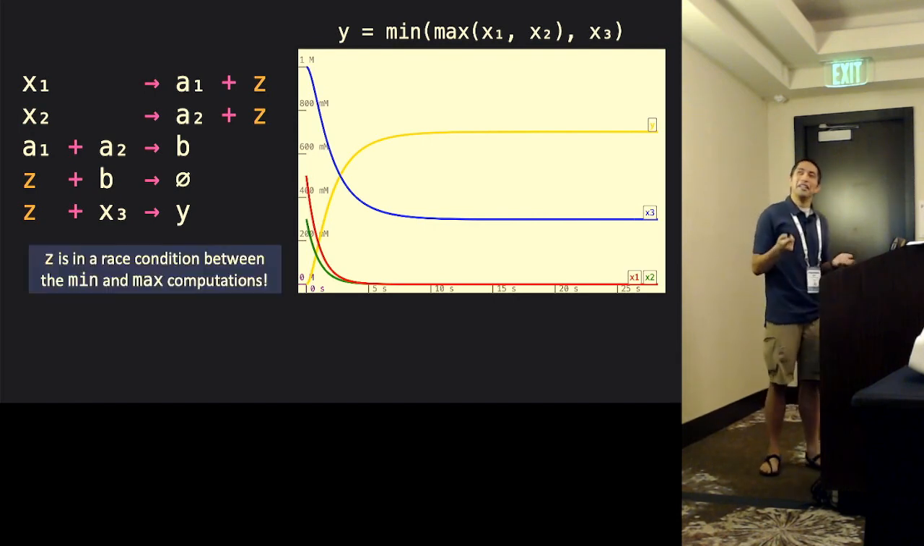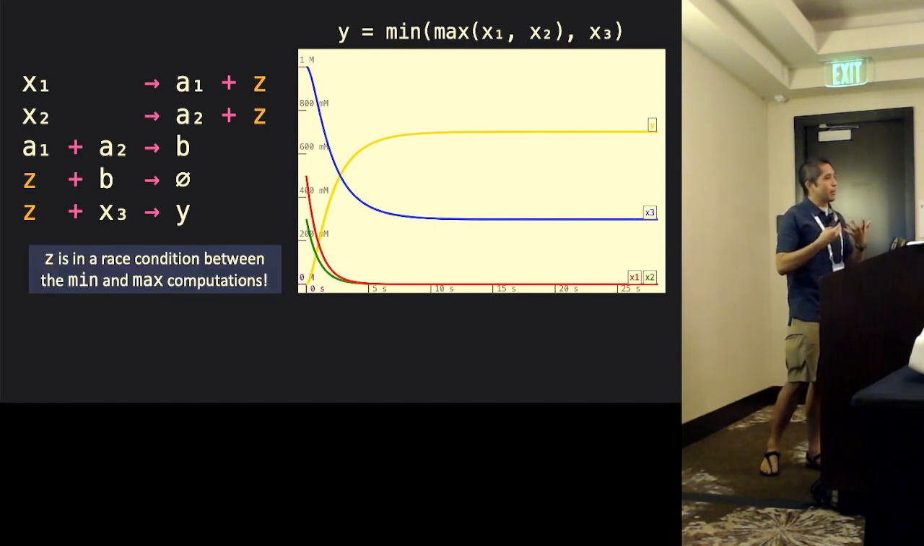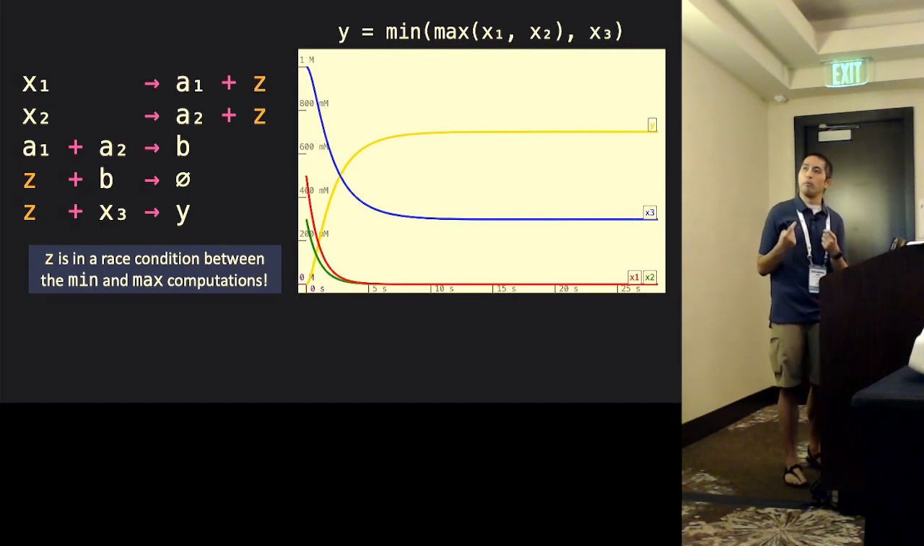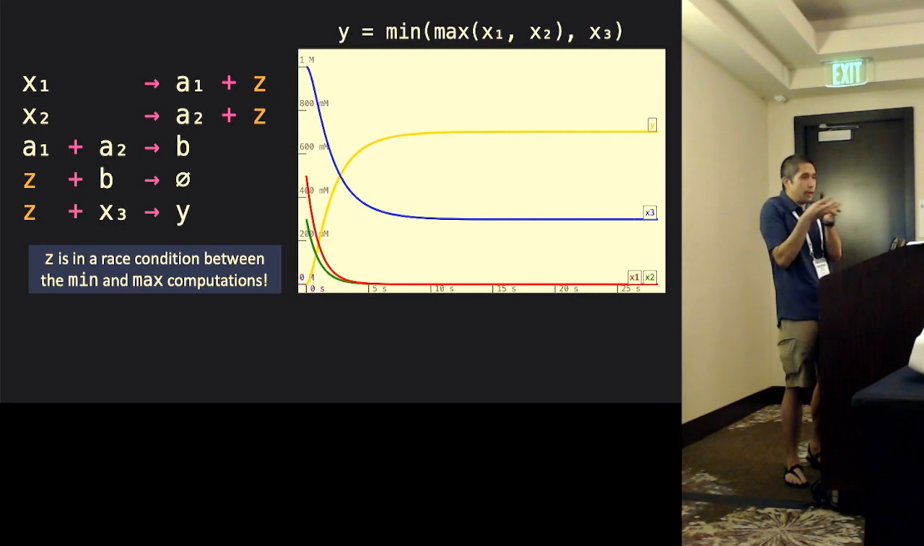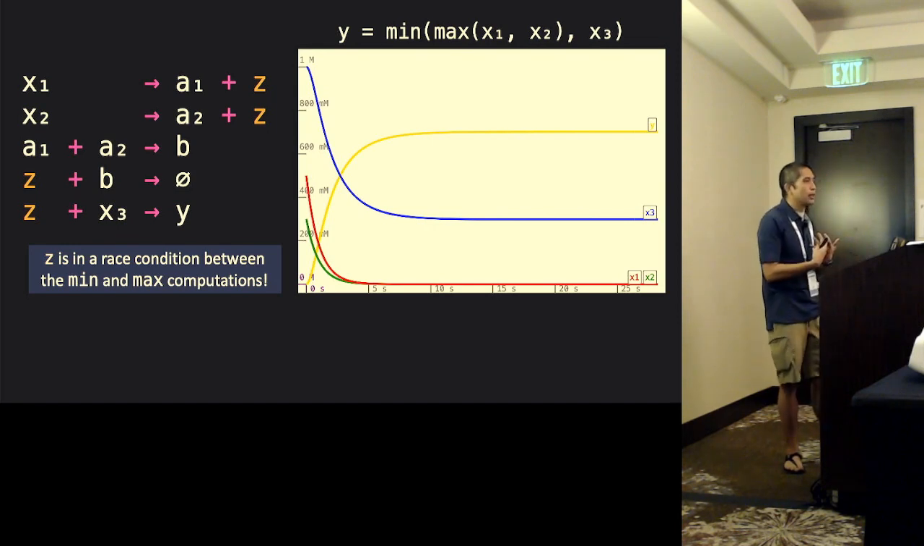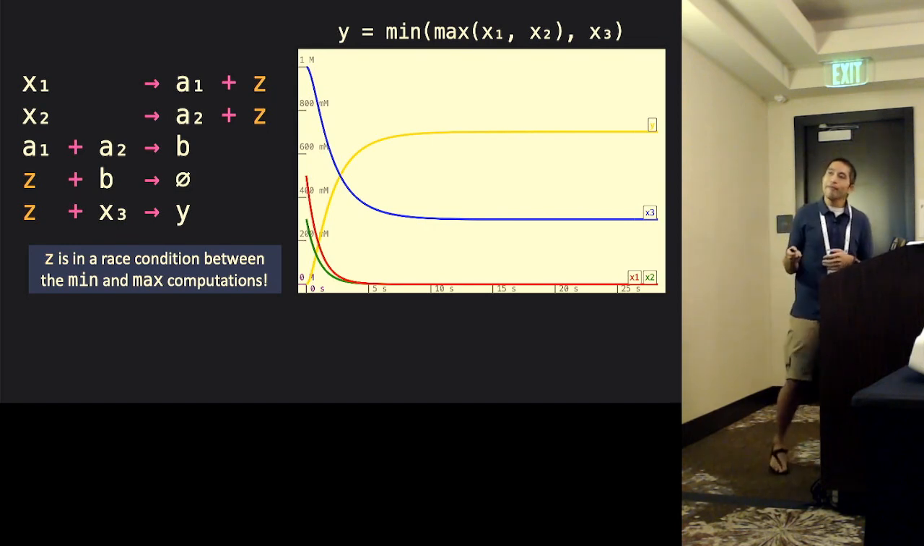We actually have a race condition, unfortunately. Note that in our computation, the min and max computations were both trying to chomp down on the intermediate Z molecule that we created to fuel the computation. And so in that respect, we can't actually just compose these naively. It doesn't work. It sucks.